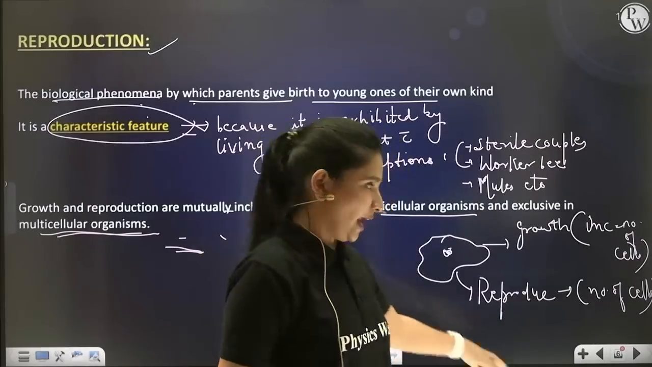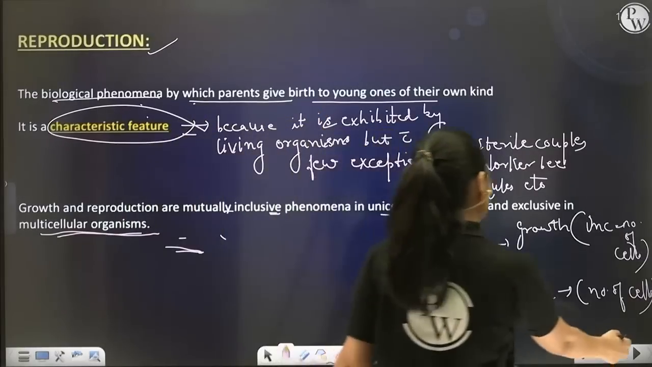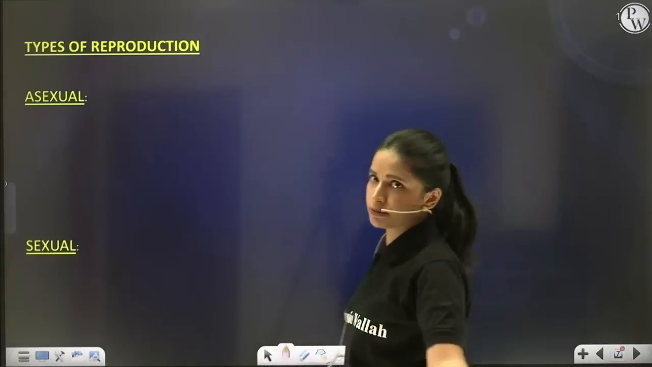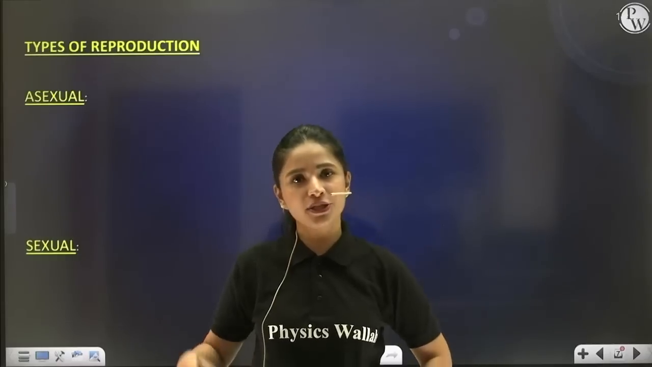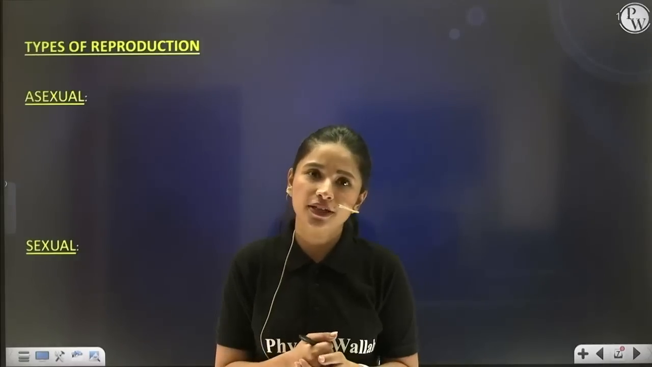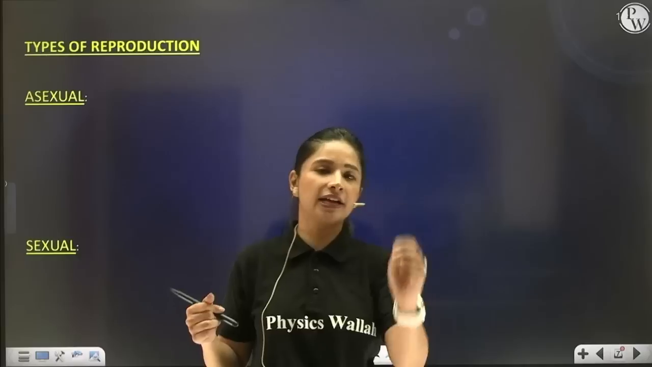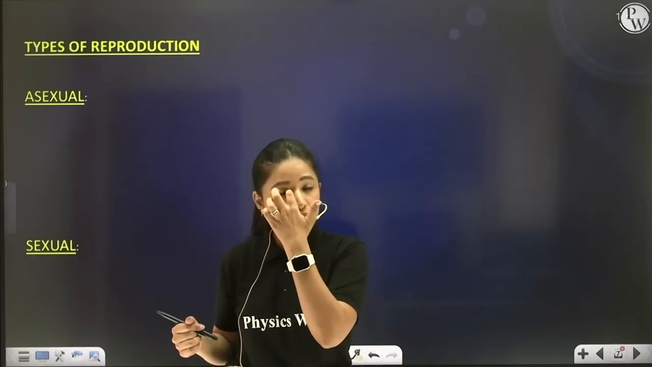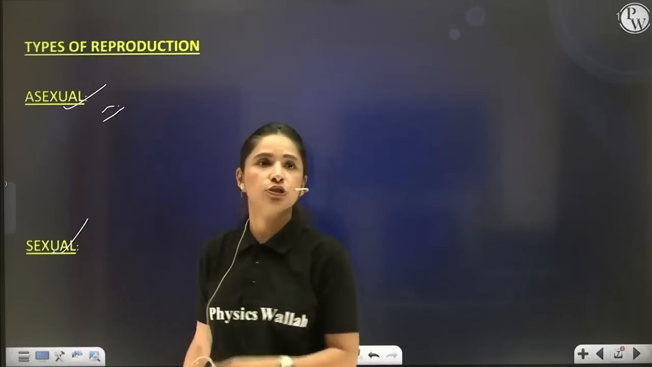Very good. I hope till here the concept is clear to everybody. Now reproduction can be of two types, since kids, we are learning this: asexual reproduction and sexual reproduction. So here also I'm going to give you some important points related to types of reproduction. There can be two types of reproduction, asexual and sexual.